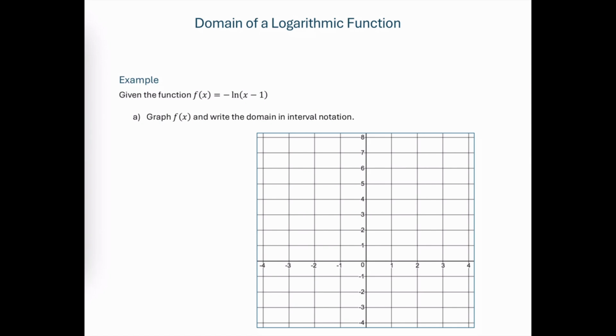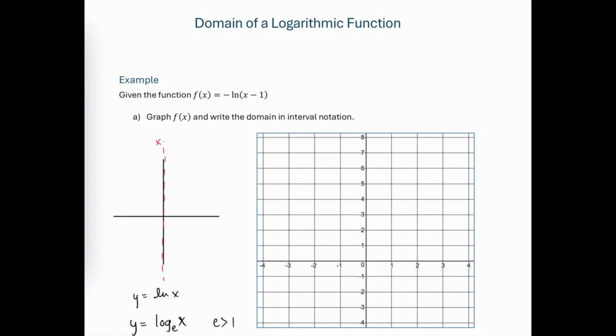Graph the logarithmic function and use the graph to find the domain. We'll begin with the graph of the natural logarithm of x. Remember, this is shorthand for log base e of x. And since the base e is greater than 1, we're going to have an increasing logarithmic function.